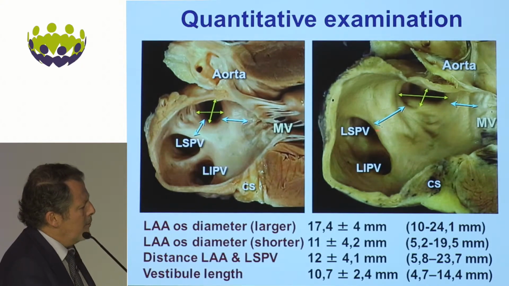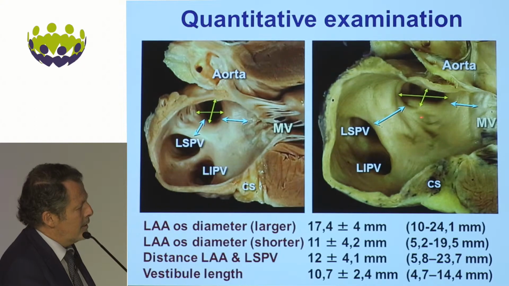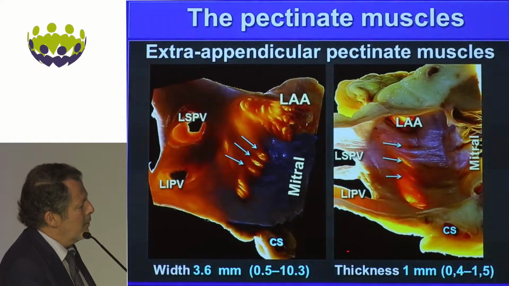And also the distance between the left atrial appendage and the left superior pulmonary vein, that in some hearts may be 6 millimeters, with a range between 6 to 24 millimeters. That is also an important anatomic determinant. And the length of the vestibule, the entrance to the orifice of the left atrial appendage, with a range between 5 to 15 millimeters.